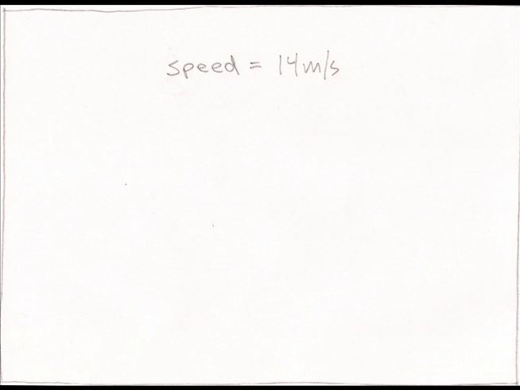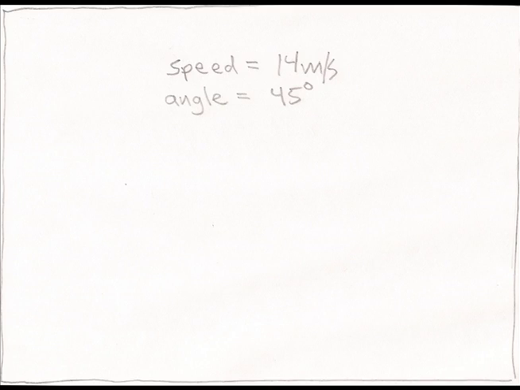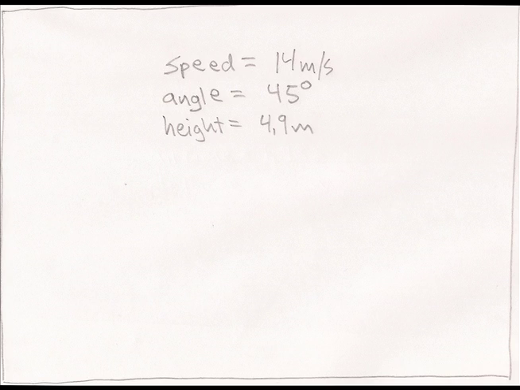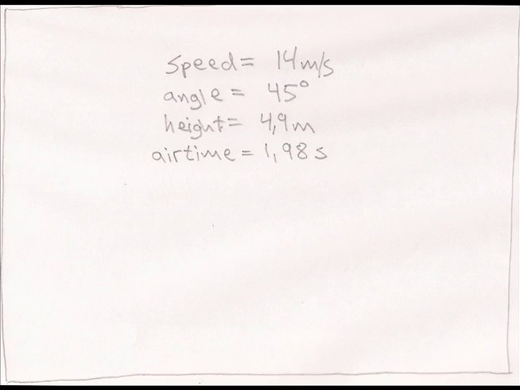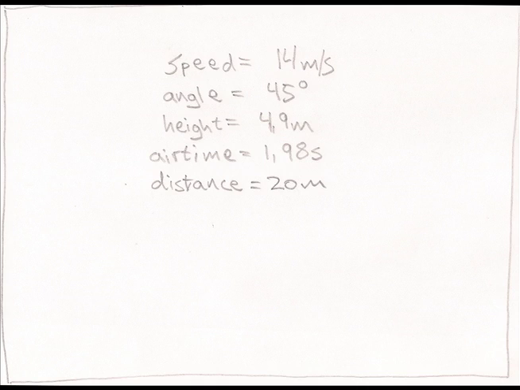So, if I'm traveling at a speed of 14 meters per second when I leave the ramp at a 45-degree angle, I will reach a total height of 4.9 meters. I will spend 1.98 seconds in the air and I will fly a total distance of 20 meters. So okay, let's do this.